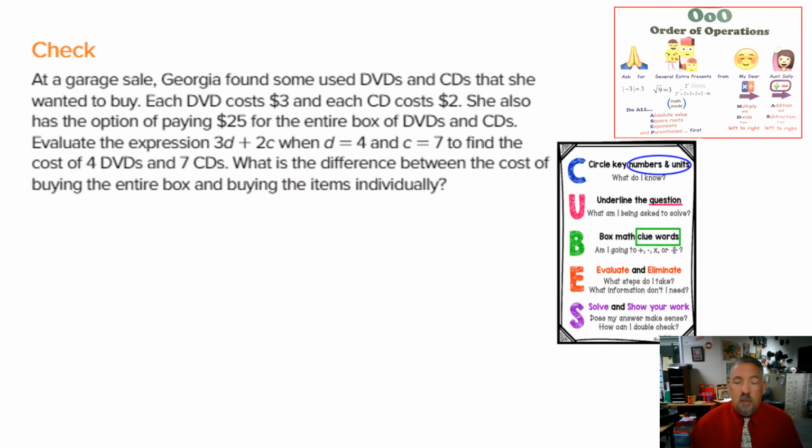So we're going to CUBE this one to make sure that we have all the important information and see if there's anything we can just get rid of. We first start by circling any numbers and units that we need. So I know DVDs are $3. I have a DVD, that's a unit because that's a specific item. The dollar sign is a unit and the number 3 is important.